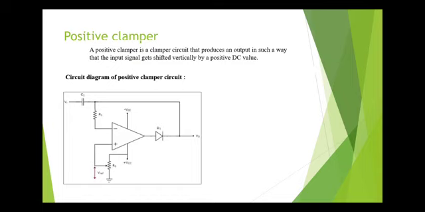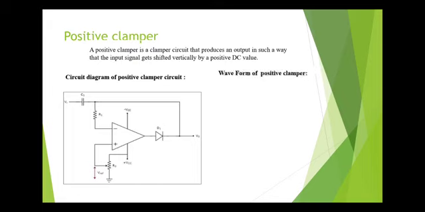This circuit produces an output which is the combination of sinusoidal voltage signal Vi and the reference voltage V reference. That means the clamper circuit produces an output in such a way that the sinusoidal voltage signal Vi gets shifted vertically upwards by the value of reference voltage V reference.